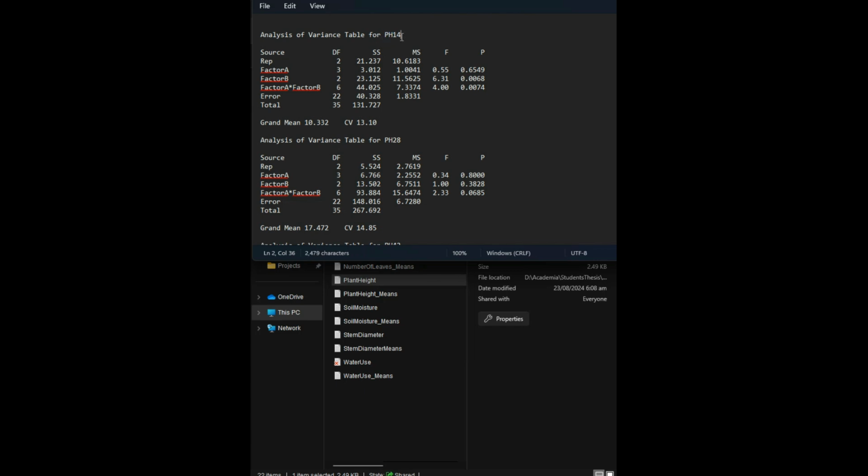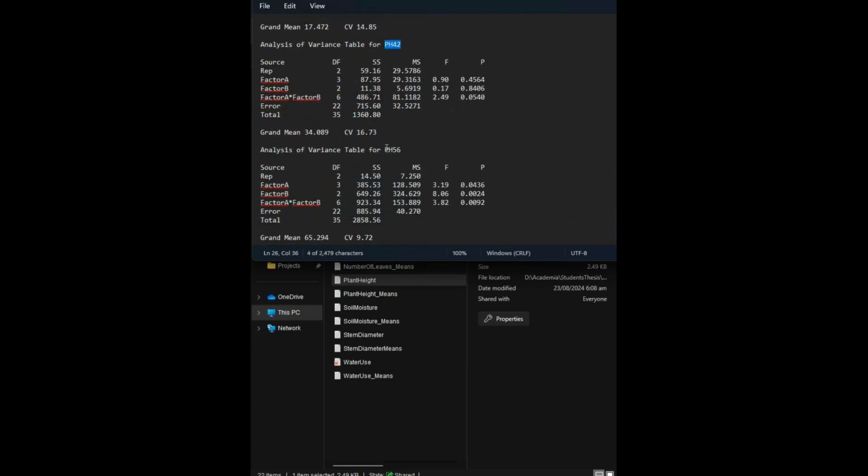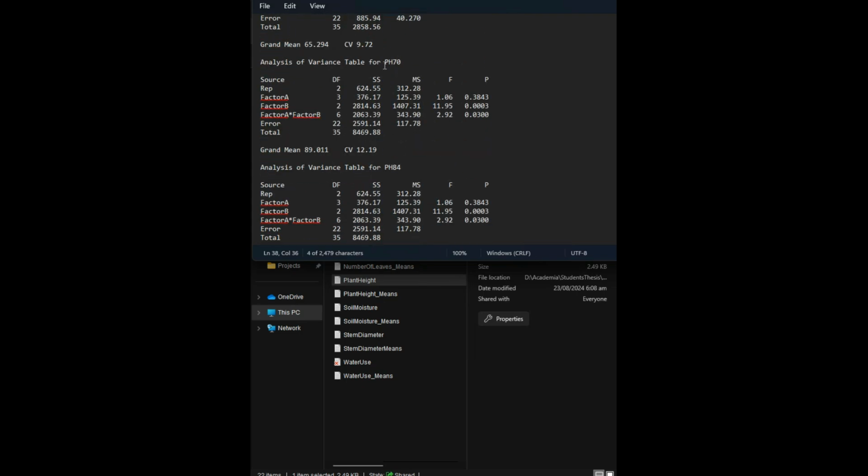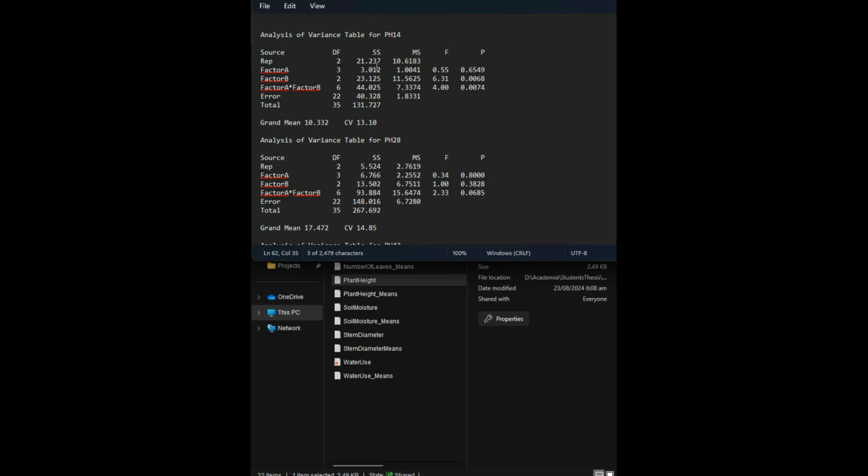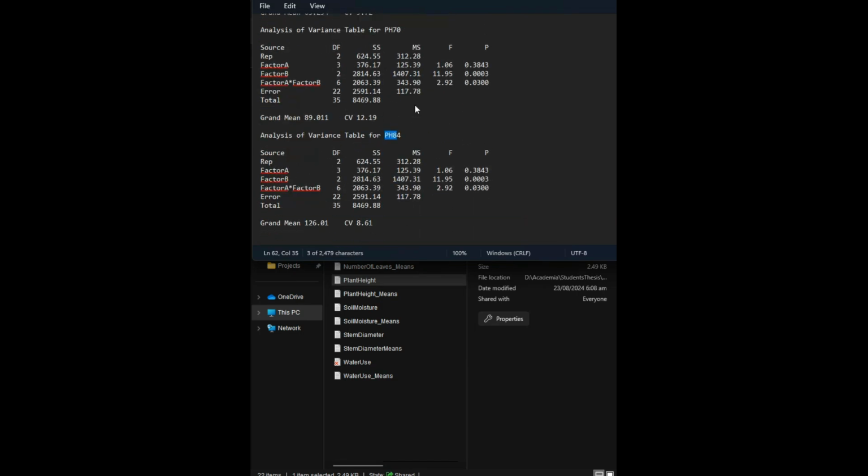14 means 14 days after planting. You go to the next one, pH 28 days. The next one, pH 42 days. The next one, pH 56 days. Then pH 70, then 84. That is how you will see all the vegetative data you took that has a chronological kind of data. So if you take the 84 days, the ANOVA table is this one. All this is for 84 days. Then all this is for 70 days.